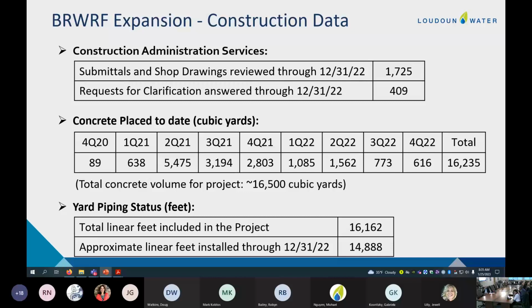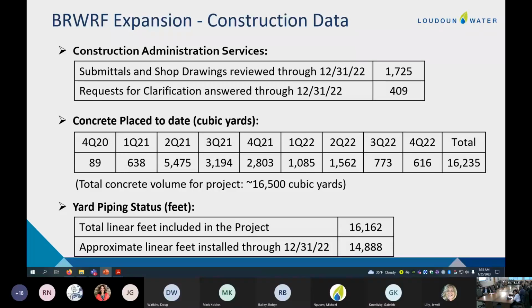On our concrete numbers there, in the fourth quarter, we placed about 600 yards of concrete, and that brings our total to about 16,234 yards. So we're approaching the end of concrete. There is really no more structural concrete to be placed. It's more non-structural or cosmetic concrete for equipment pads and curbs and things like that.